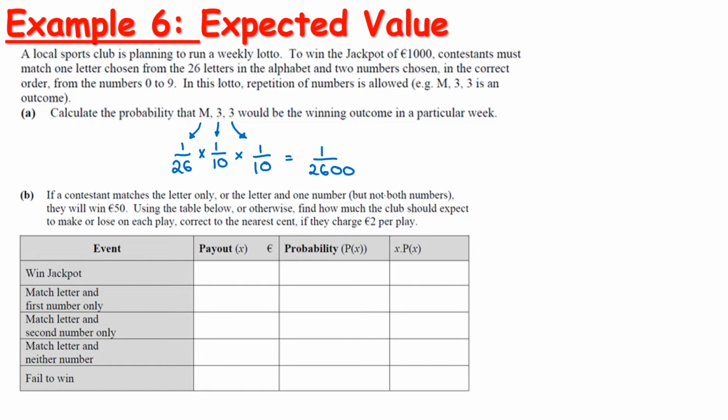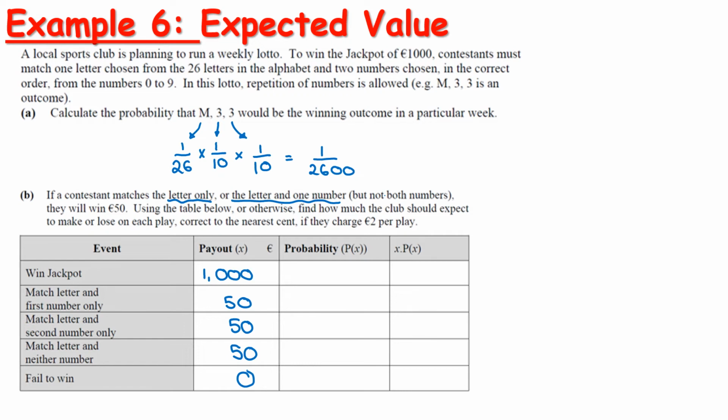If a contestant matches the letter only, or the letter and one number, but not both numbers, because both numbers means that they've won the jackpot, they'll win €50. Using the table below or otherwise, find out how much the club should expect to make or lose on each play. Correct to the nearest cent. So the jackpot is €1,000. If you match the first letter, you get 50. If you match a letter and the number, so letter and first number, letter and second number, or letter on its own, you win 50. If you fail to win, you win nothing.